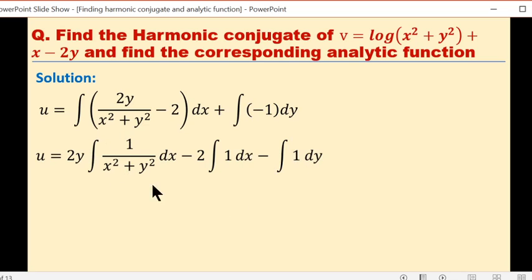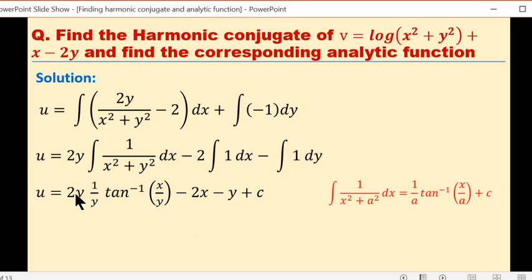Okay, now here to perform the integration we have to use the standard formula, the integral of 1 upon x square plus y square with respect to x. We have to use this formula: the integral of 1 upon x square plus a square with respect to x is 1 upon a into tan inverse of x by a plus c. Now here, in place of a there is y. We will not put plus c here; at the last we will add one constant of integration instead of adding one constant of integration for each integral. Okay, so this will be 2y here.